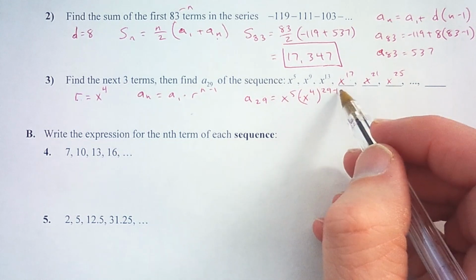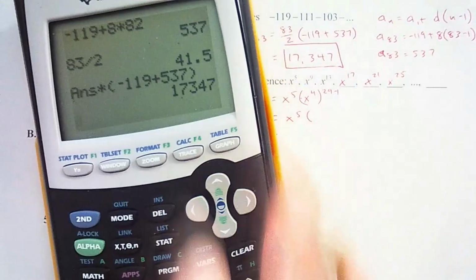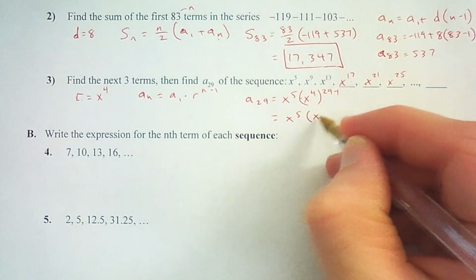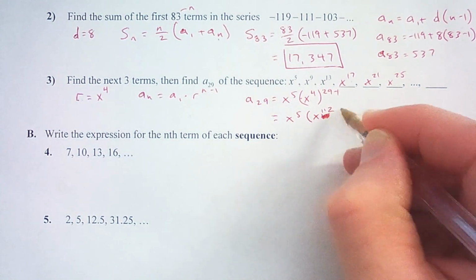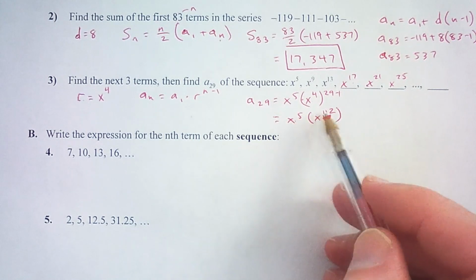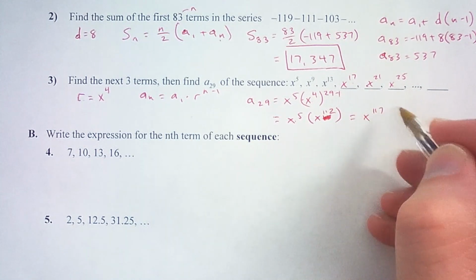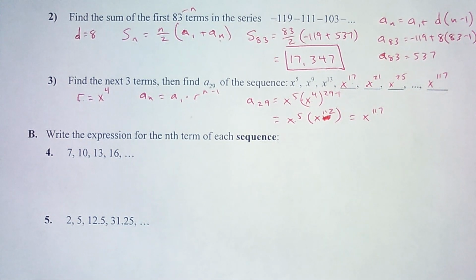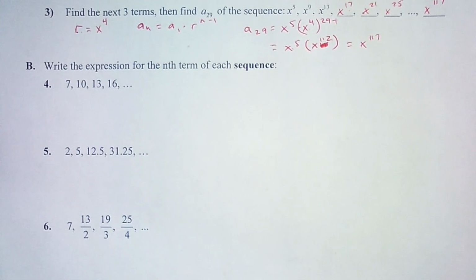When we raise a power to a power, we multiply the exponents. So we have x to the 5th times 4 times 28 is 112. X to the 112th power. Then, when we multiply these, we will add the exponents, and that is x to the 117th power, and that is the 29th term.